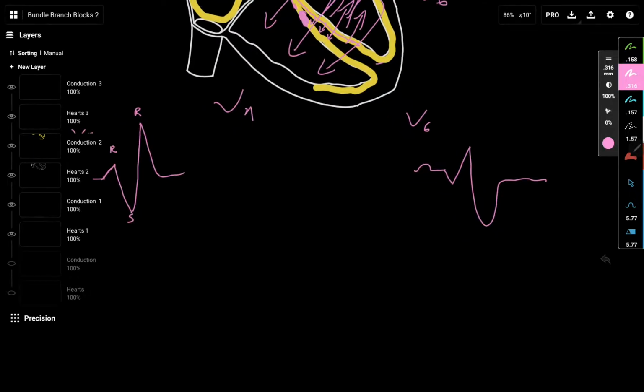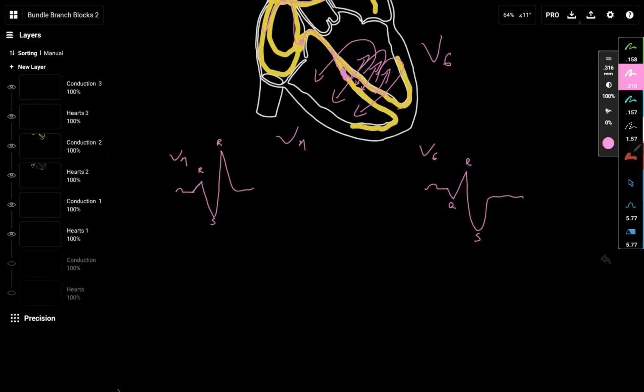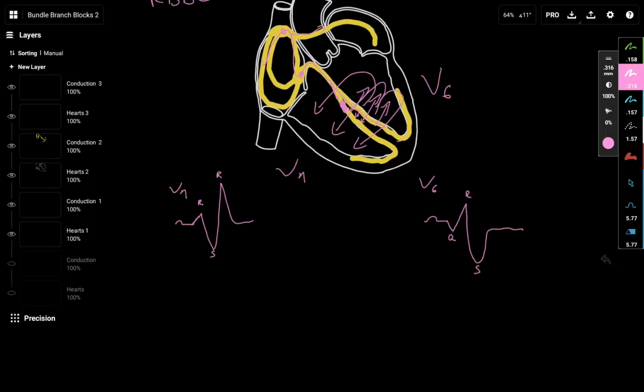So what we've got here, we've got obviously my first negative deflection, therefore a Q wave, my R on top here, and this is a big slurred S wave that I've got there, and that's what is typically seen in V6 during my right bundle branch block.